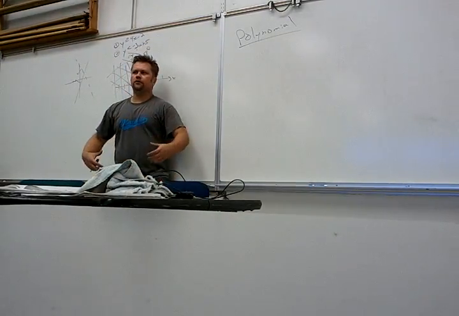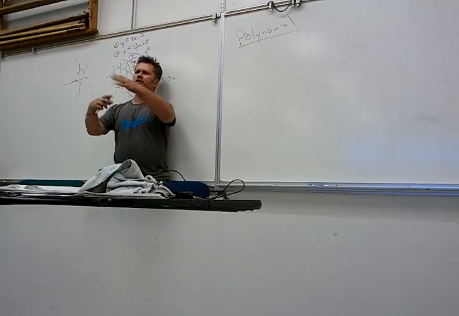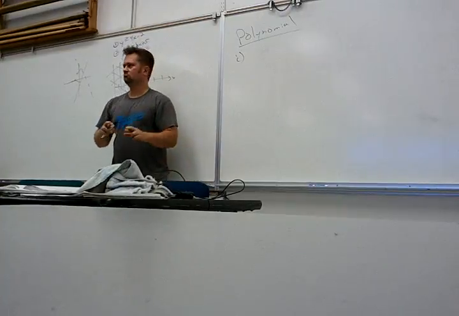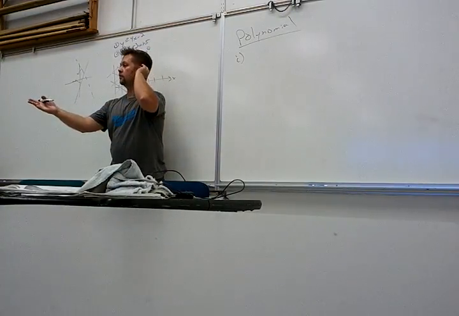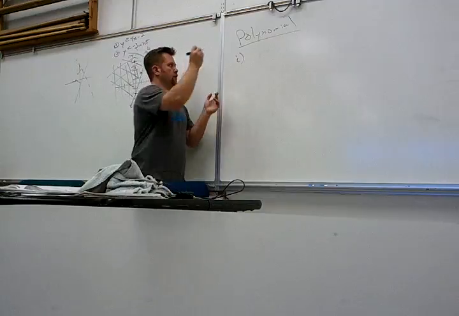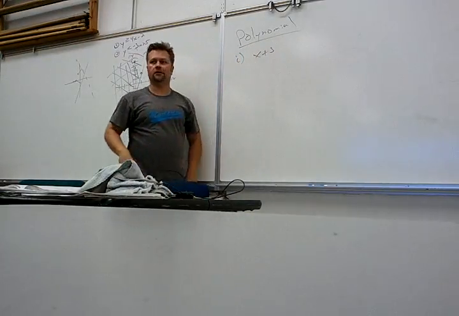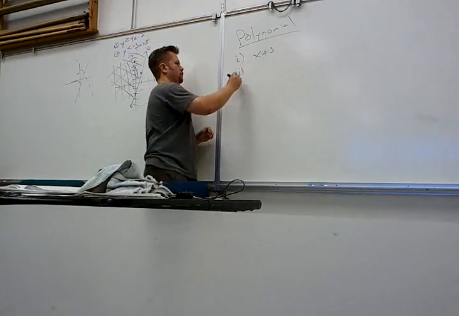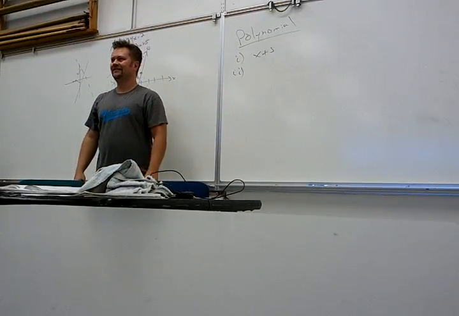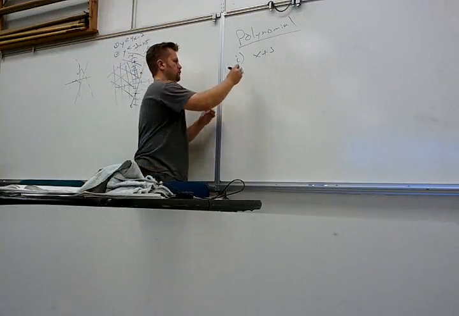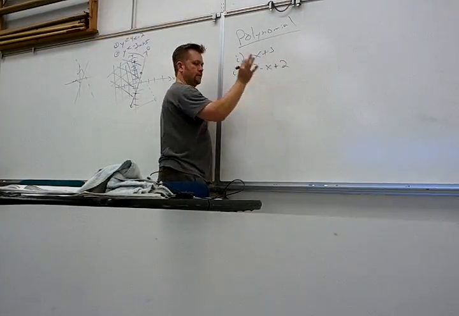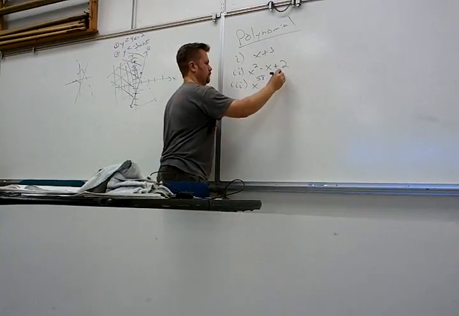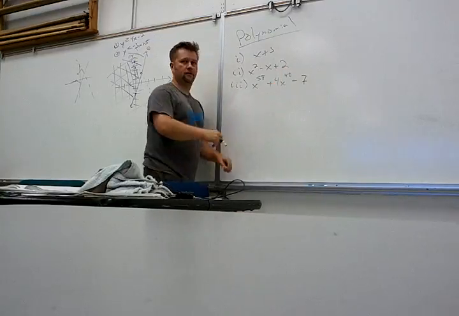So why do we call certain things polynomials? Can somebody give me an example of a polynomial? x plus 3. Okay, well, x plus 3. I like it. That's a polynomial. Give me another one. Now don't say x plus 5. What about x squared minus x plus 2? That's an example of a polynomial. What about x to the 58th plus 4x to the 40th minus 7? That's a polynomial.